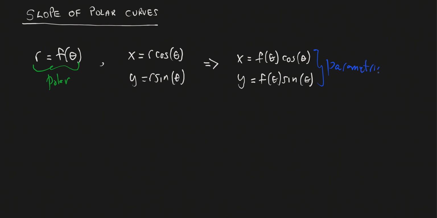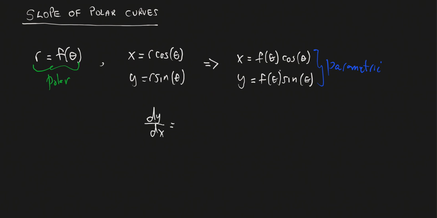And why is this helpful? Well, because we've done the calculus of parametric curves. We've done things like slope, area, arc length, and so forth, right? So let's now say, okay, once we have these parametric equations, what can we do? Well, we can write down the derivative of y with respect to x.